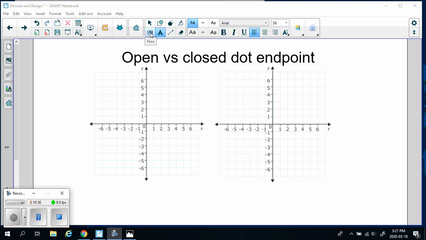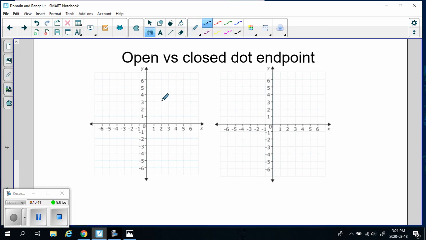So this is not actually in your books, but I think that it is important to address it, which is the idea of the open versus closed dot endpoint. So for example, if I were to create a graph that looks like this, and I put a hard solid dot on the end of it, that means that that value is included in my domain. So my domain of this particular graph would be, well, it starts at 2 and then goes on forever. So I would say that x has to be greater or equal to 2, and it is continuous, so I would put that.